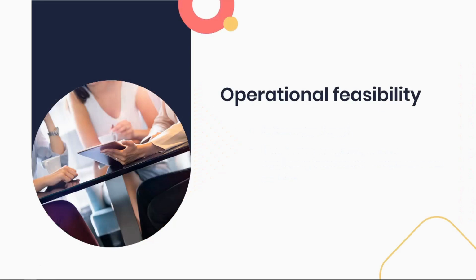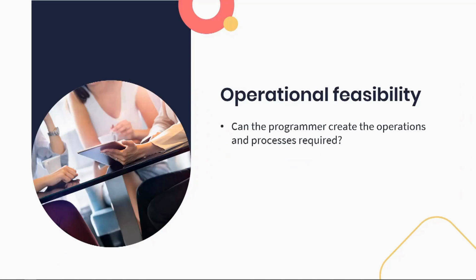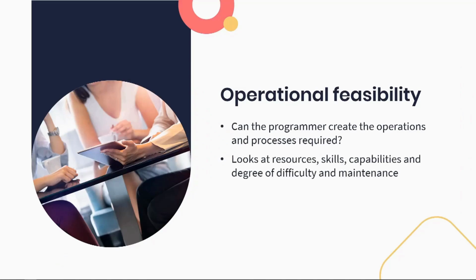Next, you would look at operational feasibility. This sounds a lot like technical feasibility, but is a more direct aspect of the client's requirements. It looks at whether you can create the operations and processes that are required by the client. The resulting report tells you whether the correct resources and technologies that are required to complete the project exist. It also analyzes the technical skills and capabilities of the people that will be involved in the software development process. It will also look at the degree of difficulty of maintenance and upgrades at tertiary stages.